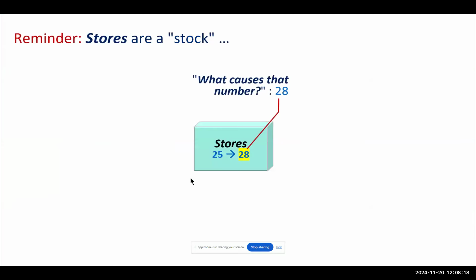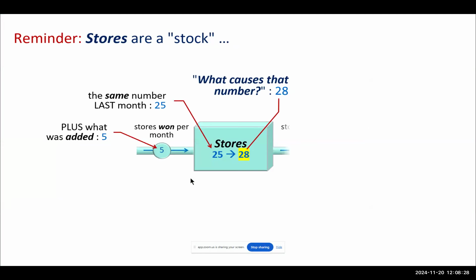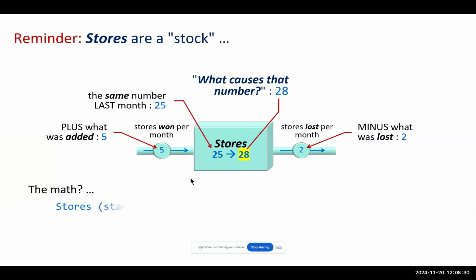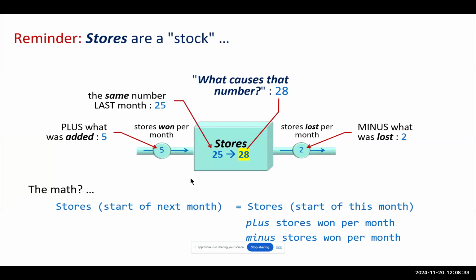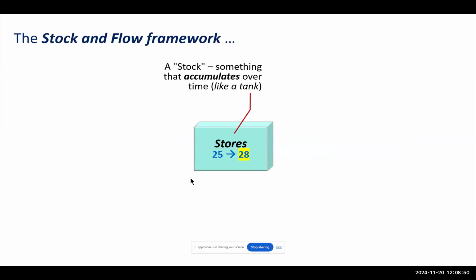Remember I said that this thing called stores is a stock. What causes that number? Well, it's the number that we had last month, plus whatever's been added, minus whatever's been taken away. What's the maths here? Well, stores at the start of next month is stores at the start of this month, plus what's been added, minus what's been taken away. Good news is you don't have to write that formula at all, because this is simply how the real world works, the software will do this for you. And it applies to every month. So this is a stock that accumulates over time.